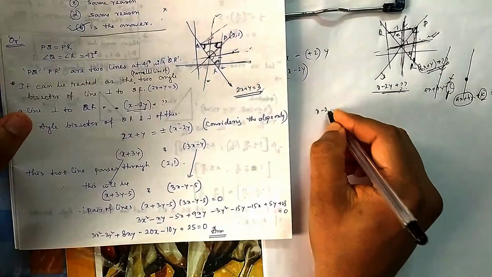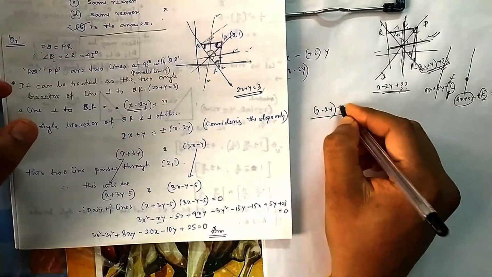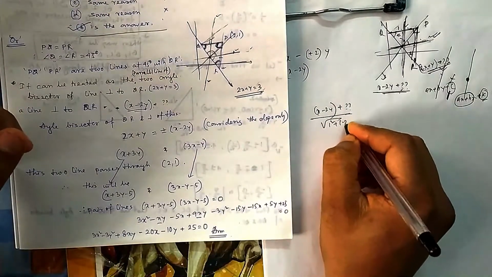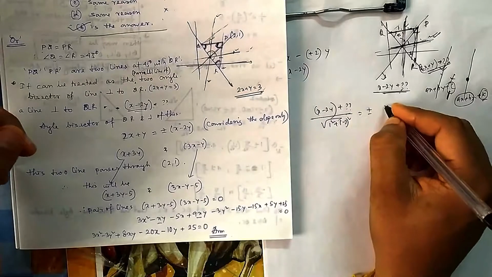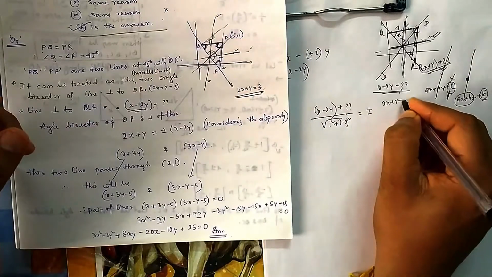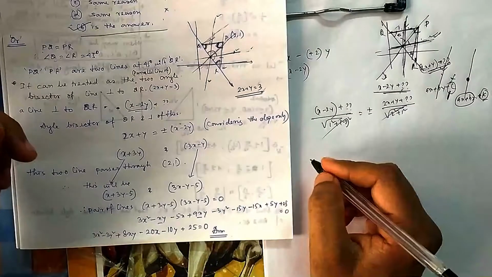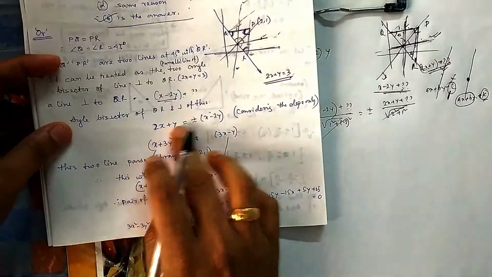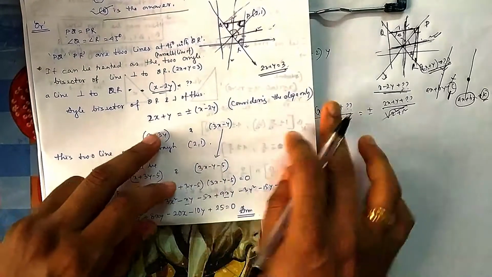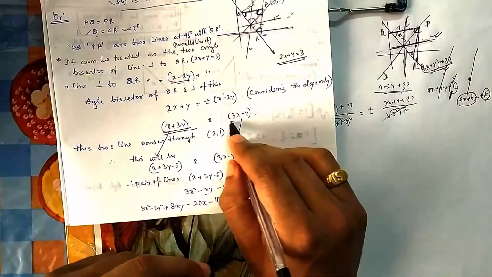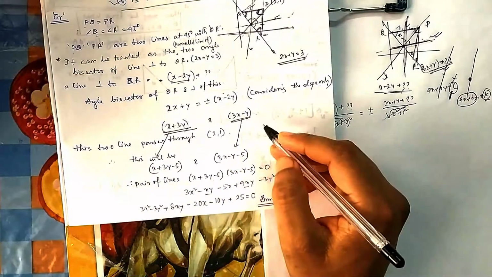We know x minus 2y divided by under root 1 square plus minus 2 square is equal to plus minus 2x plus y divided by under root 2 square plus 1 square. So this gets cancelled. So it is now simply 2x plus y is equal to plus minus x minus 2y. If you take plus, the coefficients of x and y will be something like that. If you take minus, then it will be something like this.